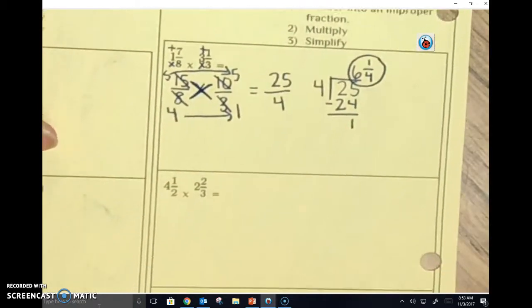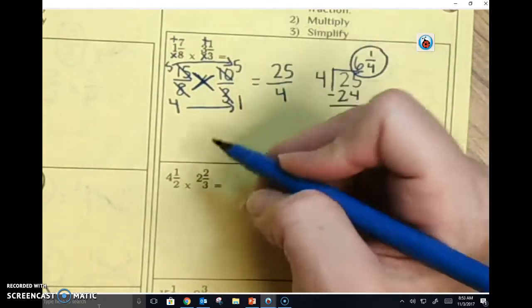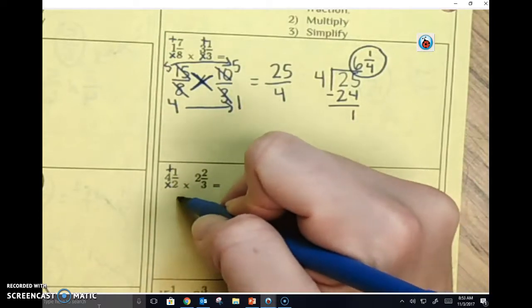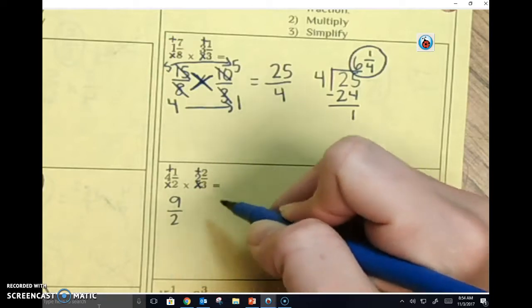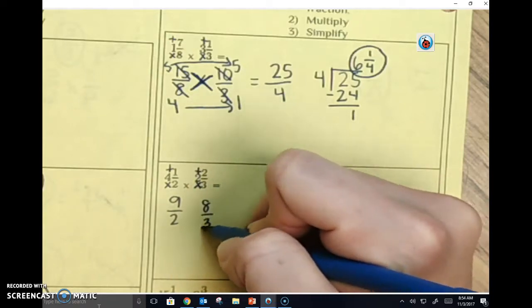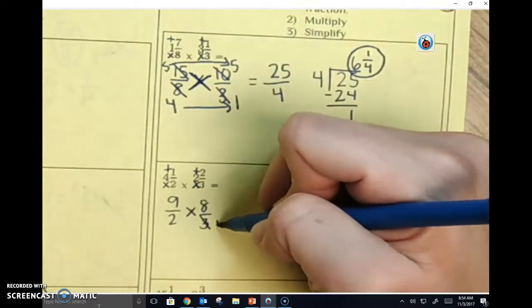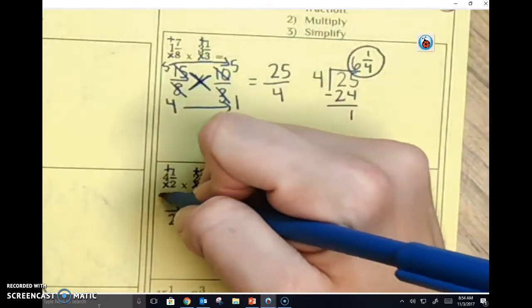Let's head on to the next problem. We're going to change each of those mixed numbers into improper fractions. So we're going to multiply and then add. So this turns into 9 over 2. This changes into 8 over 3. We're going to go ahead and cross cancel. 3 goes into 3 once. 3 goes into 9 3 times.